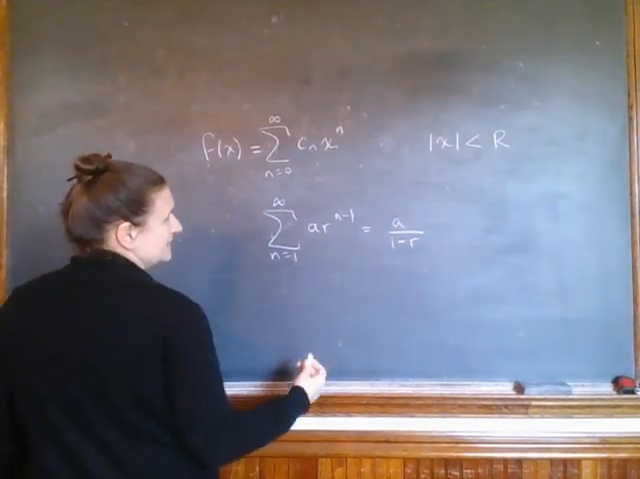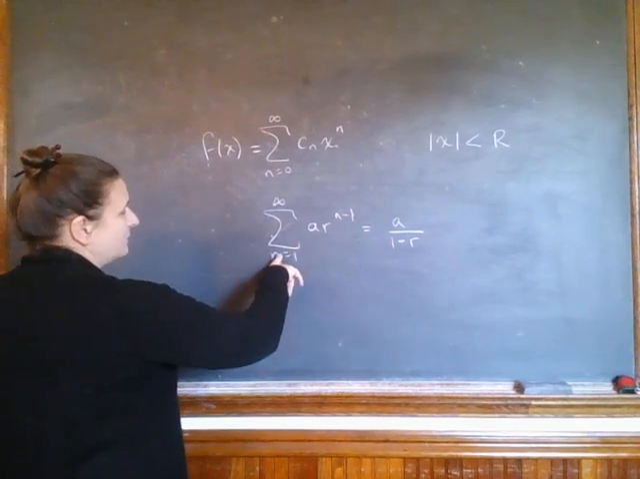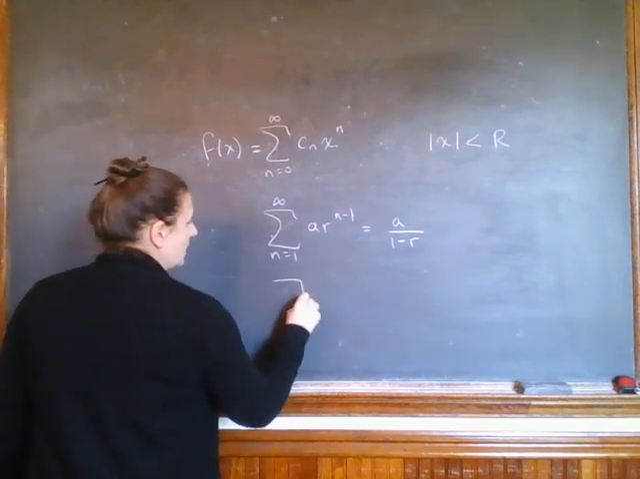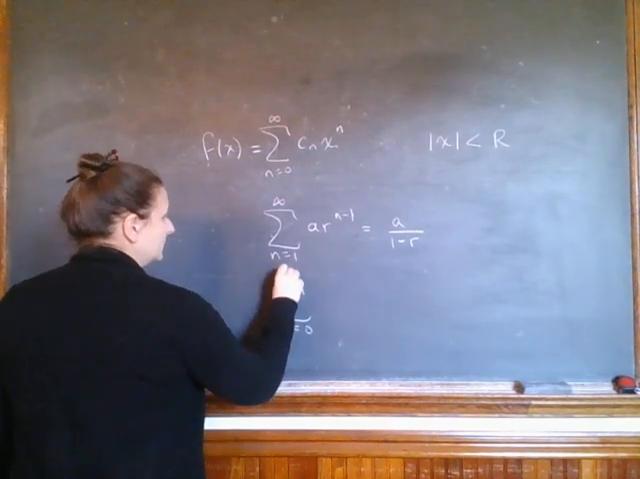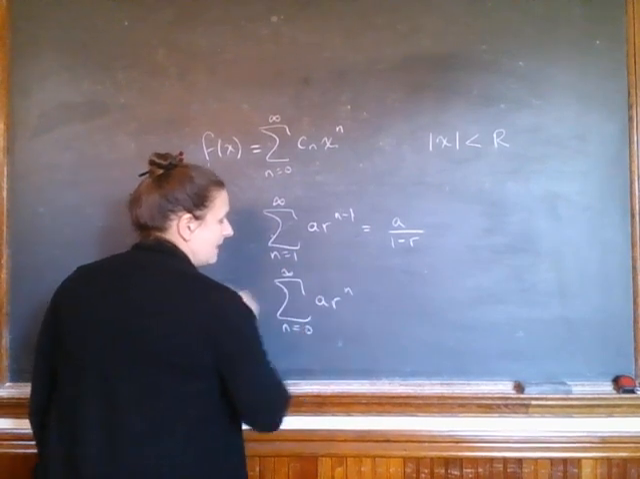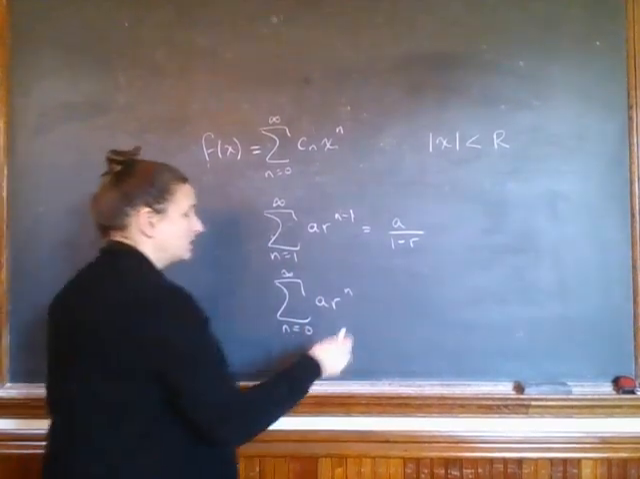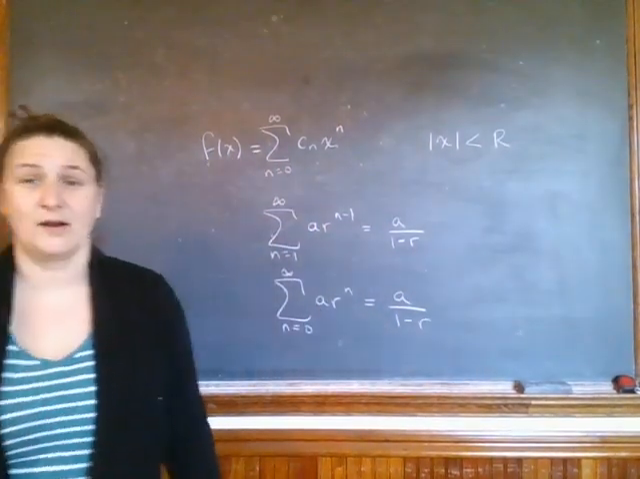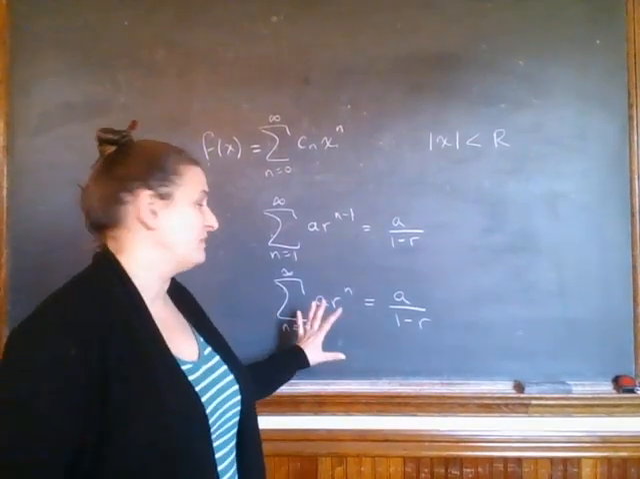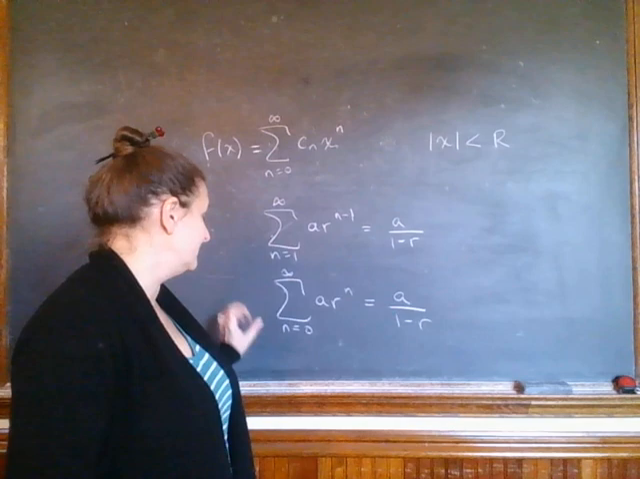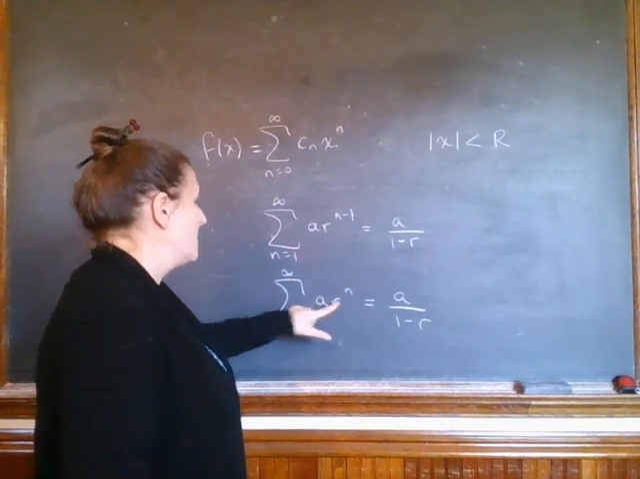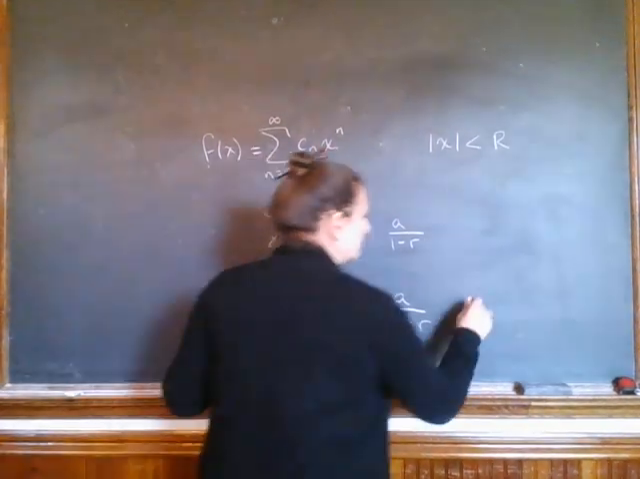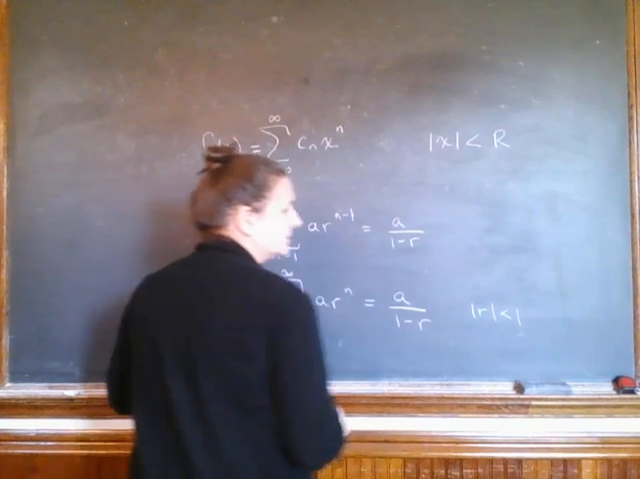So I'm just going to reindex this. Instead of starting from n equals 1 and having a power of n minus 1, I'm going to start from n equals 0 and have the power n. Now, we talked about this way back in our actual classroom when we first did this. I said I sometimes start from n equals 0, so now we're going to do that. So that's fine. And we know that this converges for absolute value of r less than 1.